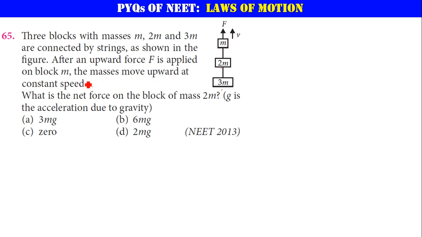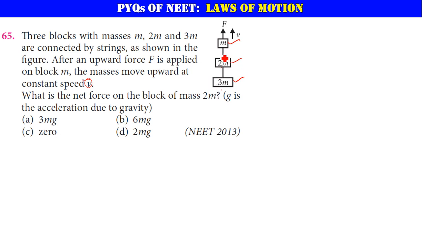Because of this applied force F, the masses move upward with a constant velocity. Okay, velocity is constant. Please remember this. What is the net force acting on the block? Block of mass m, 2m. Suppose because of this force there is an acceleration a, then you would have applied F net is equal to ma for this block and that block. Then you should take a free body diagram and apply F net is equal to ma in each case. Then you get the total net force acting on it.